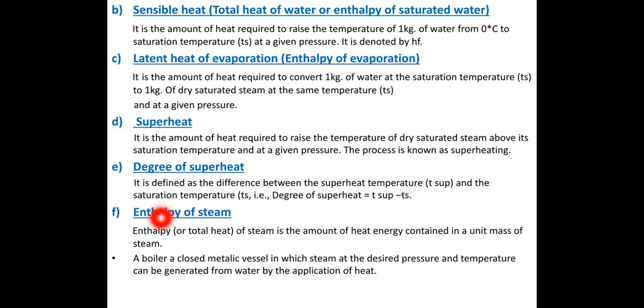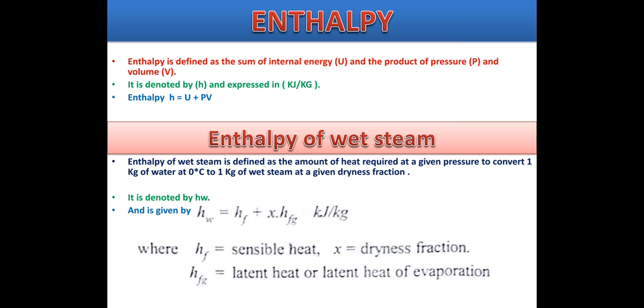Enthalpy of the steam is the total amount of heat energy contained in a unit mass of the steam. You know that enthalpy H is equal to U plus PV, where U is internal energy, P is pressure, and V is volume. So by using this formula we can calculate the enthalpy of the steam.